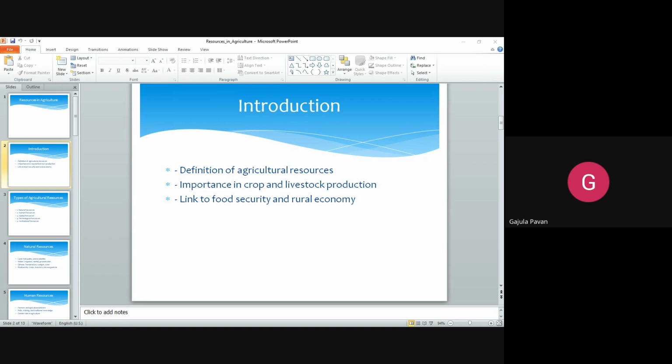So in this, there are some challenges we are facing in resource management. That is resource depletion, that is soil and water. Right now, there is some depletion we are facing on the soil and water side in agriculture.